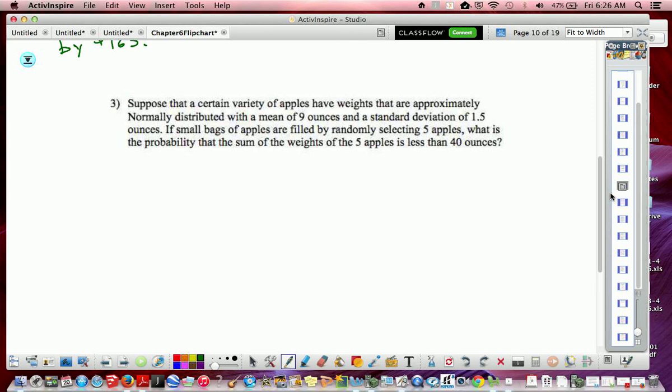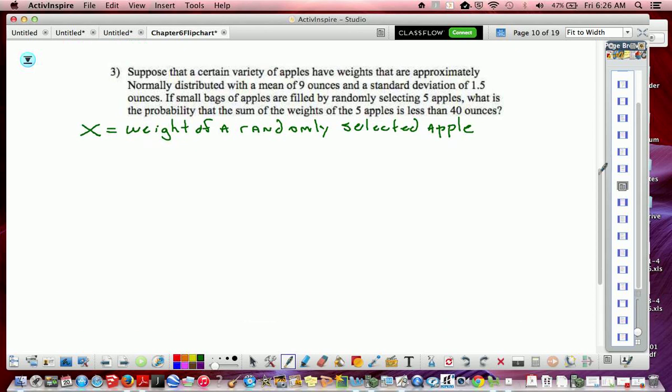So, one of the things I'm going to do is define my random variable x. And x is just going to be the weight of a randomly selected apple. So now I want to find the total weight. So x1 will be the first apple, all the way to x sub 5 being the fifth apple.